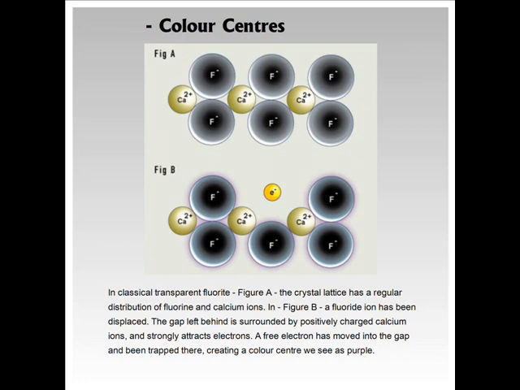When fullerite is bombarded by high-energy radiation, a fluorine ion can be ejected from the crystal, creating a free space. To regain stability, it grabs an available electron close to the crystal and sticks it in the free space. The electron is held firmly in place by the surrounding positively charged calcium ions. The trapped electron is responsible for the purple color of fullerite.